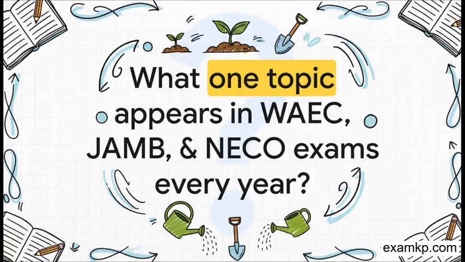Now, let me ask you a question. What if I told you there's one topic, just one, that shows up in WAEC, JAMB, and NECO almost every single year? You know what I'm talking about, right? It's this one. Understanding the meaning and scope of agriculture is your golden ticket to guaranteed marks. So get your notebooks ready and let's begin.